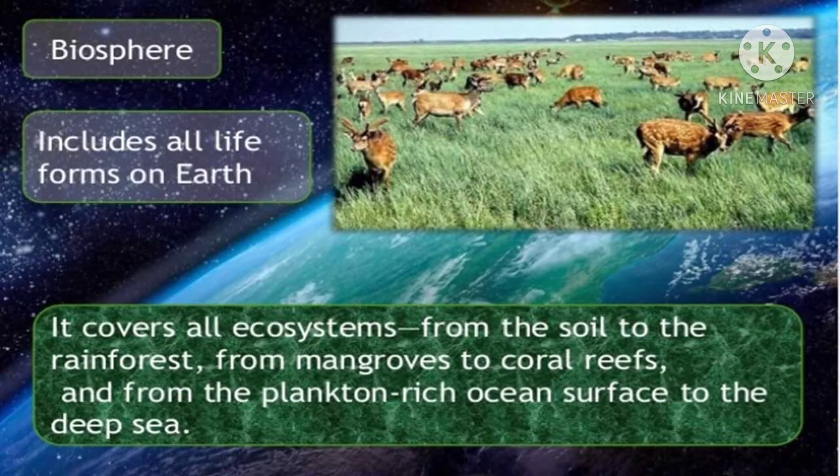The first one is the biosphere. The biosphere includes all life forms on Earth, such as the bacteria, archaea, protista, plantae, fungi, and animalia that involves the humans. It covers all ecosystems from the soil to the rainforest, from mangroves to coral reefs, and from the plankton-rich ocean surface to the deep sea.